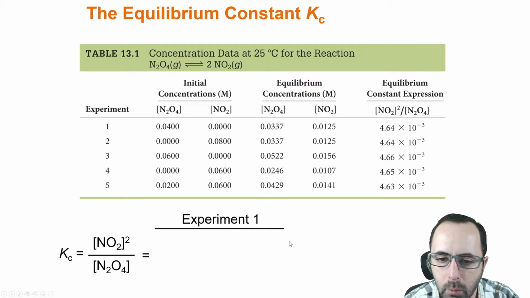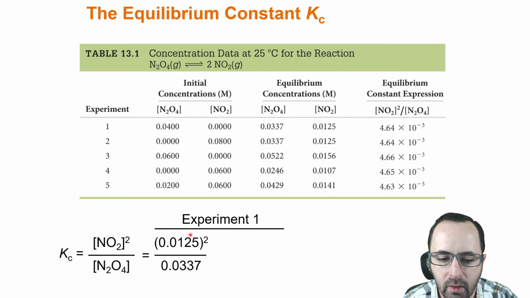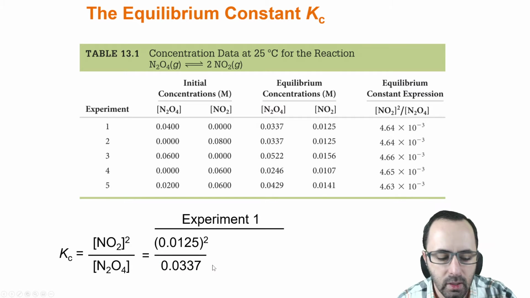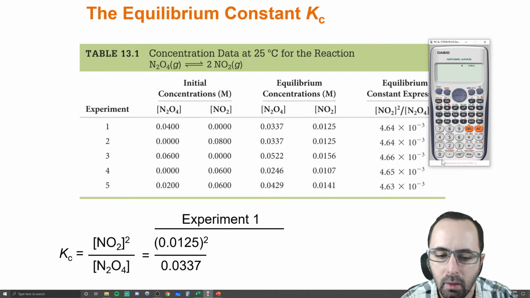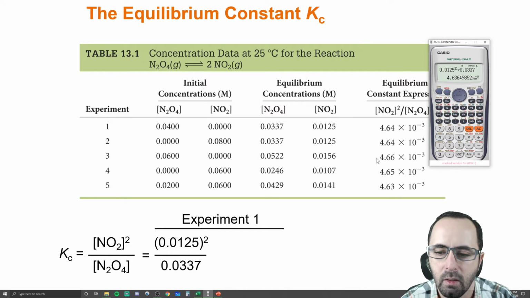Okay, so now we're going to plug in some numbers here. We're going to plug in the concentration for NO2, which is 0.0125, and we're going to square that. That's going to go on top. And then we'll put in the concentration of N2O4 from experiment 1, that's 0.0337. And let's calculate the equilibrium constant: 0.0125 squared divided by 0.0337. And we get an equilibrium constant that is about 4.64 times 10 to the minus 3.